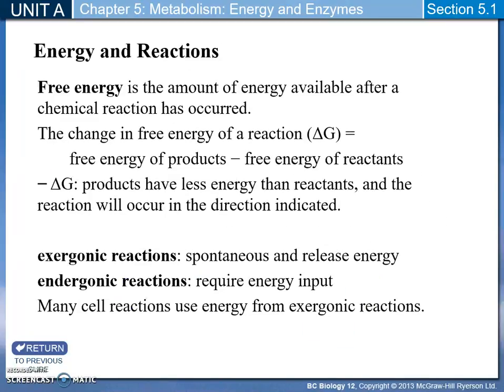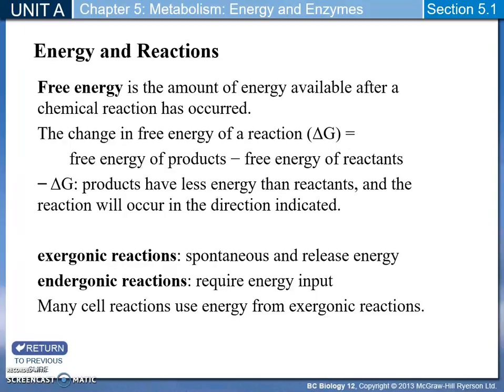So with energy and reactions, free energy is the amount of energy that's available after a chemical reaction has occurred. The change in free energy of a reaction is given by delta G, and that equals the free energy of the products minus the free energy of the reactants. If you get a negative number here, then that means that the products have less energy than the reactants, and the reaction will occur in the direction that's indicated.